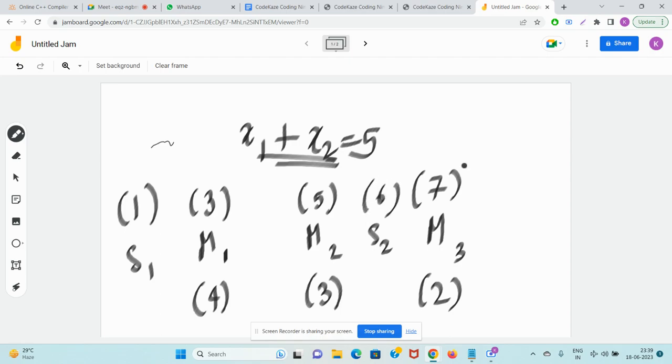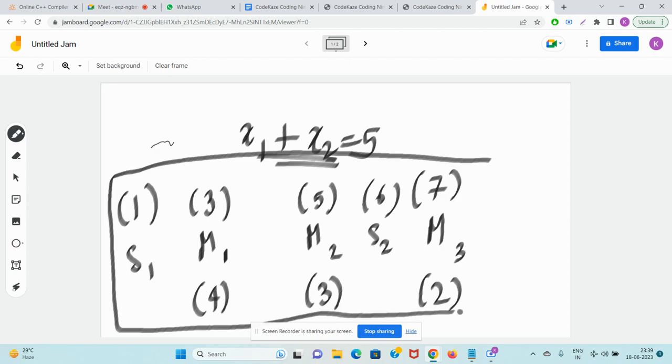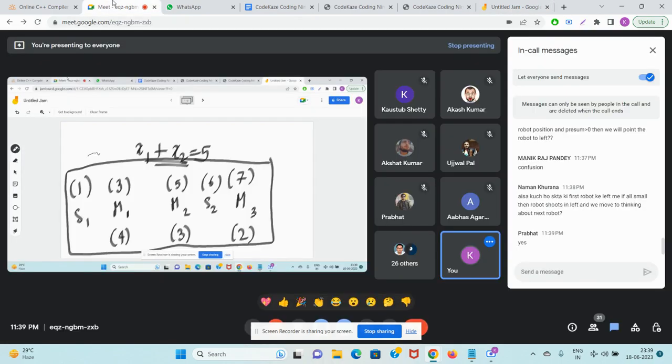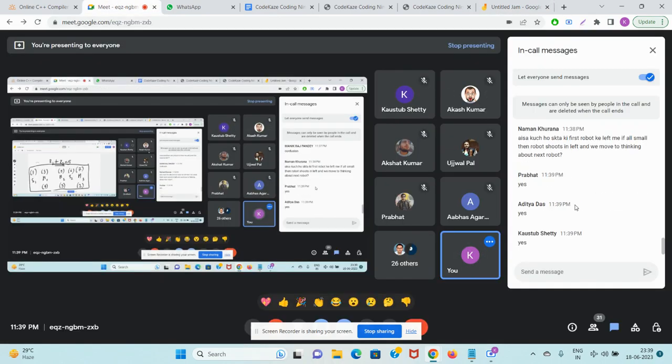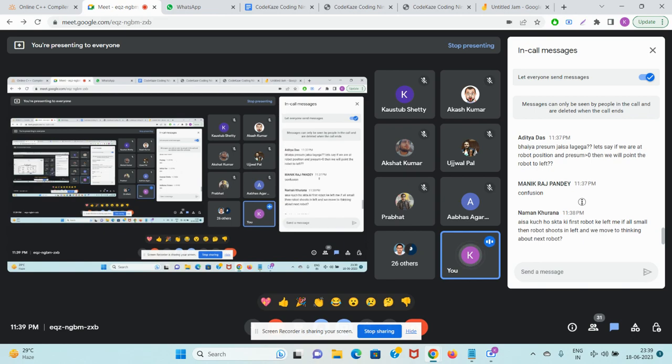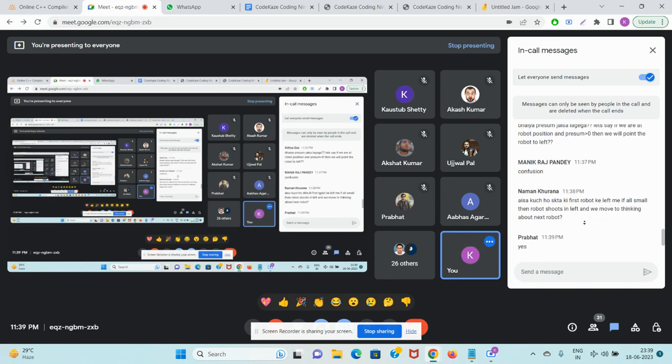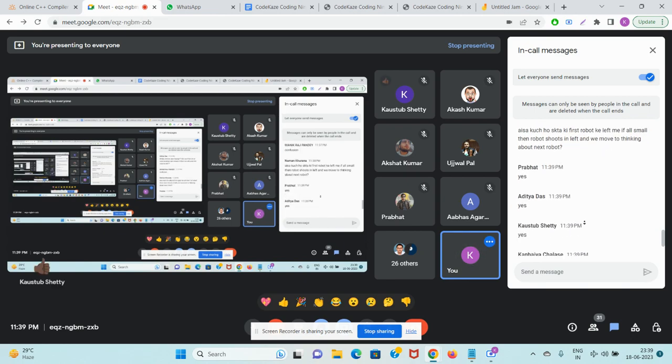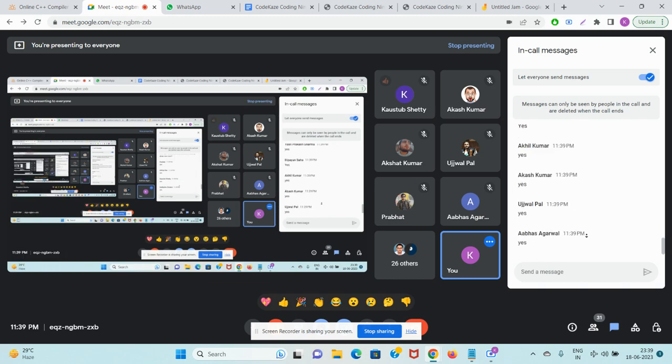Okay, guys, this much configuration, if it is clear to all, everyone start writing yes in the chat. These are the soldiers, these are the monsters, these are the coordinates, and these are the strengths. Start writing yes in the chat.